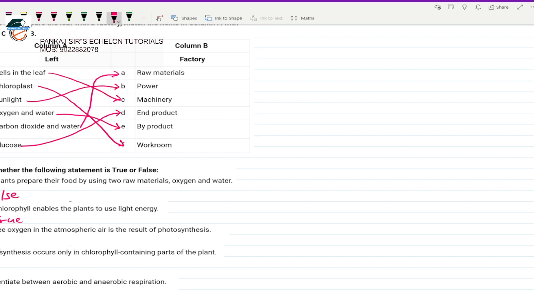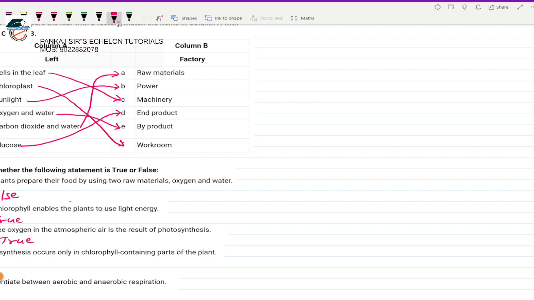Next statement is: the free oxygen in the atmospheric air is the result of photosynthesis. Now this is also a true statement, because during the photosynthesis process, oxygen is something which you get as a byproduct, and it has to be released in the atmosphere. So the free oxygen that you get in the atmosphere, not all of it, but some portion of the free oxygen in the atmosphere, is as a result of photosynthesis. So this is also a true statement.